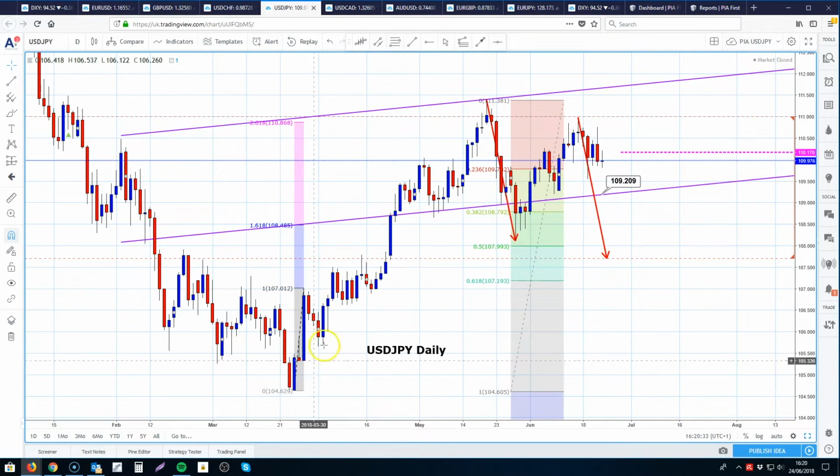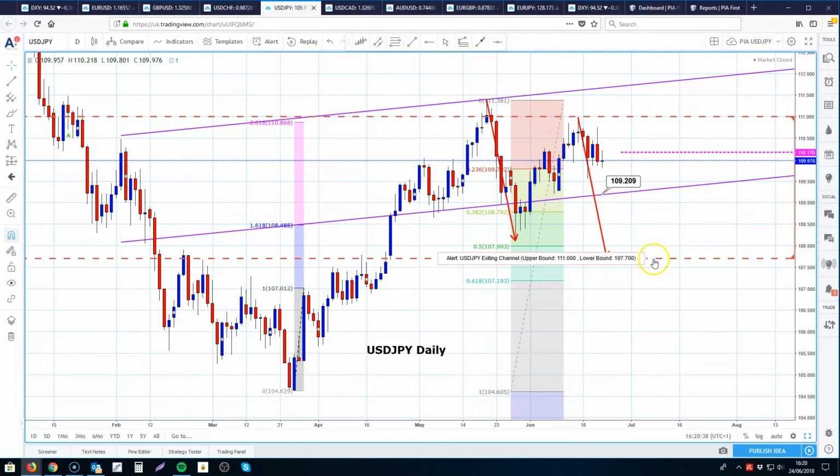So in other words, this is the impulse move, then this is the choppy move to the downside. There's an ABCD target level around about 107.70.